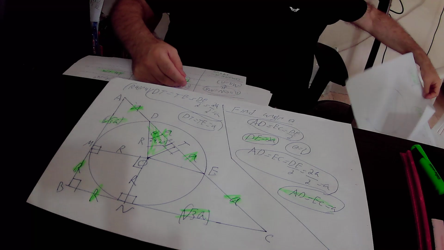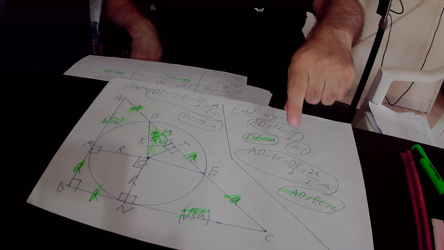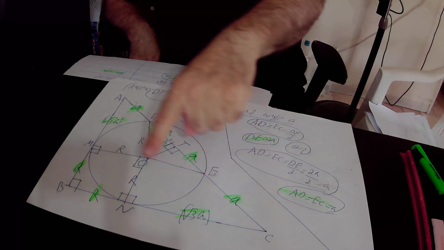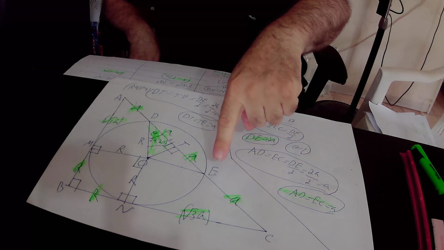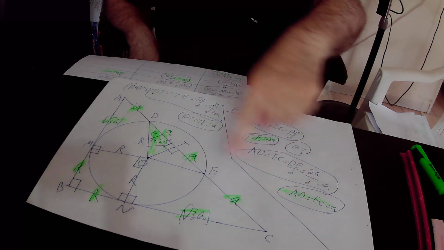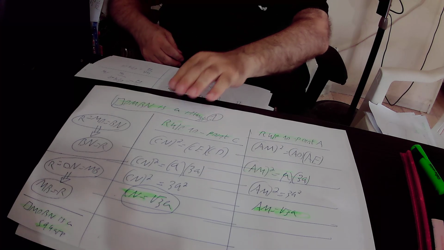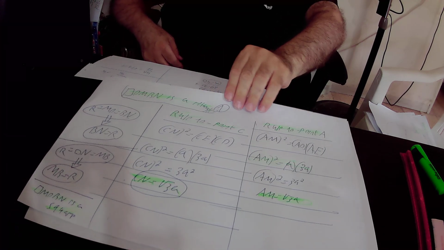Okay, we implemented rule number 10 at point C. At point C we have tangent CN and a straight line that intersects the circle at points E and D. Therefore, according to rule number 10, CN square equals CE times CD. Again, at point C, CN square equals CE times CD.